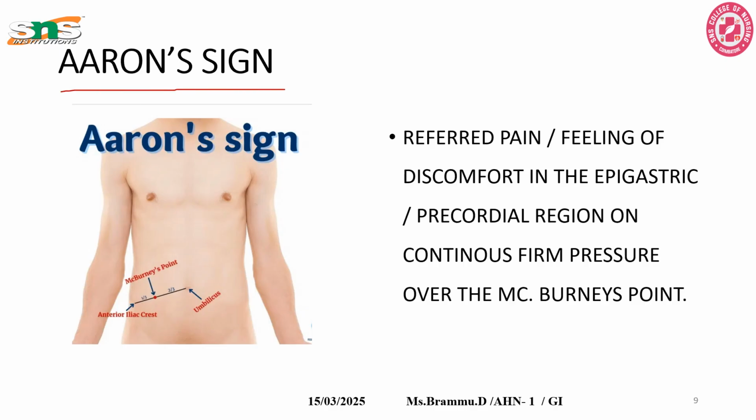The other important sign here in appendicitis is the Aaron sign. It's nothing but when you do the palpation on the McBurney's point. When you palpate or do a deep palpation on the McBurney's point, the patient is going to have referred pain or discomfort in the epigastric region. The exact pain is not over here. It is radiating. The patient is having severe pain in the epigastric region or might be pain in the precordial region due to continuous firm pressure on the McBurney's point, which we call the Aaron sign.